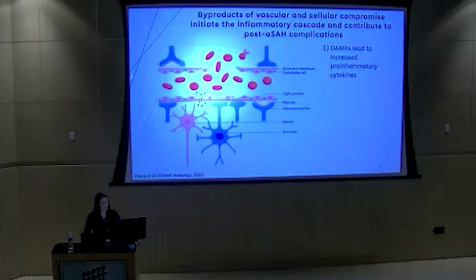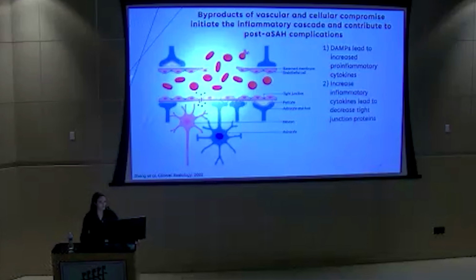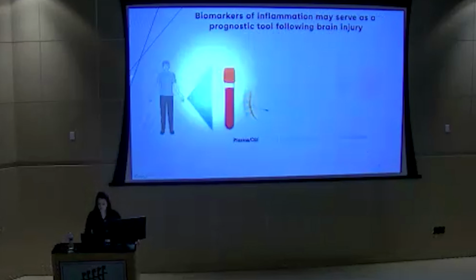So when the blood vessel bursts, damage-associated molecular patterns, especially ruptured blood cells, lead to an increase in pro-inflammatory cytokines. These cytokines lead to a decrease in tight junction protein, which hold together the blood-brain barrier. So then these products are released from the vasculature, and they lead to further inflammation.